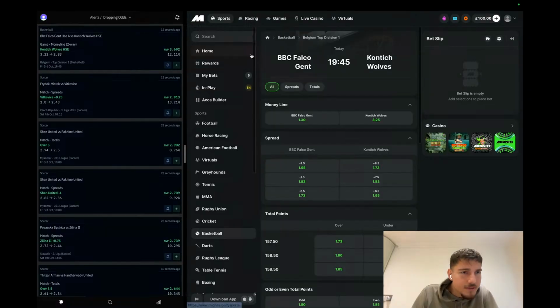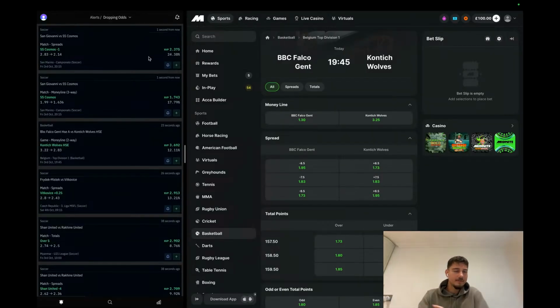Falco versus Wolves. Yeah, no value there. Pretty bad odds on Midnite, 3.25. No big price, 3.7.